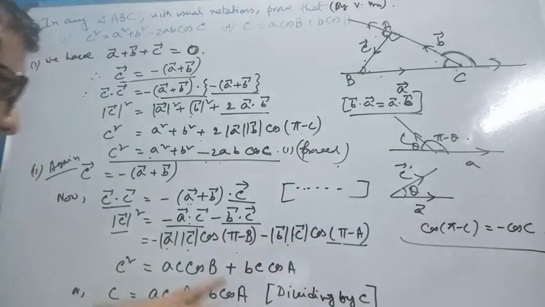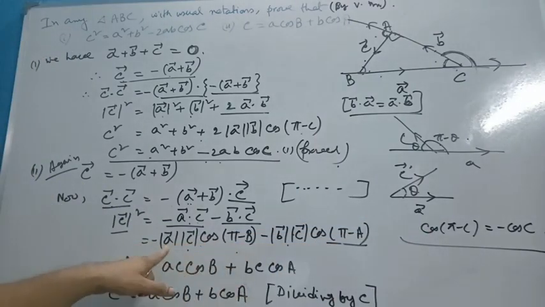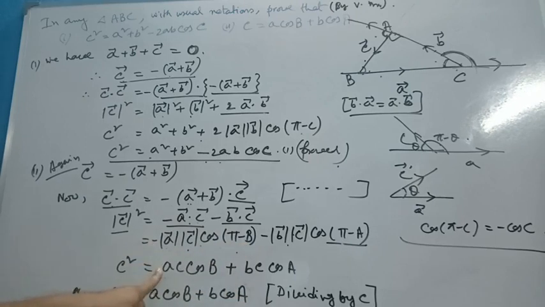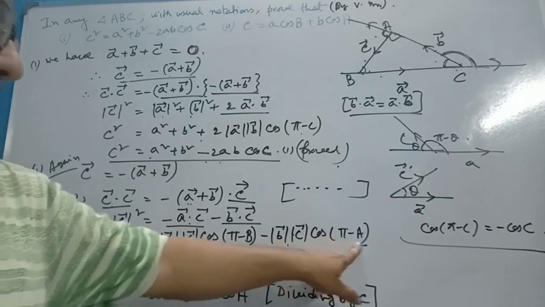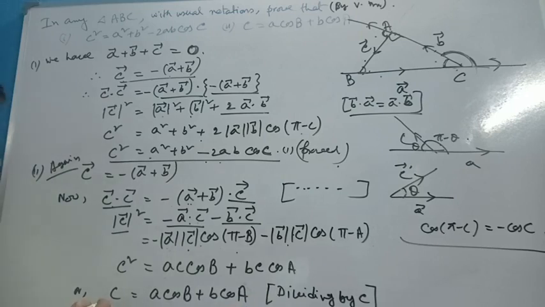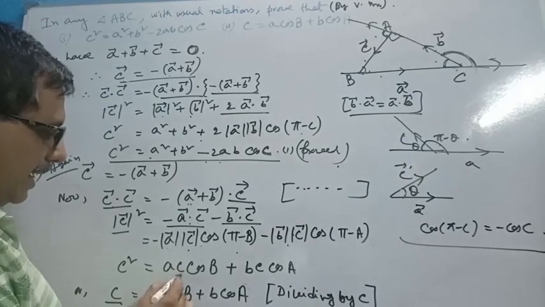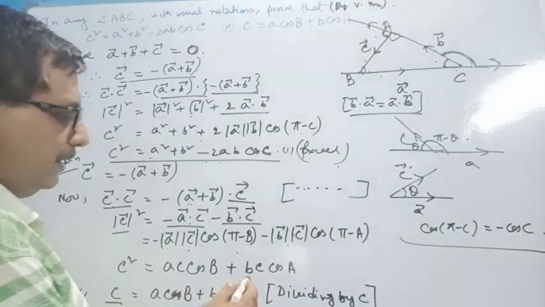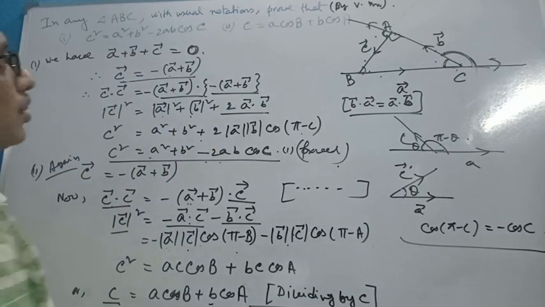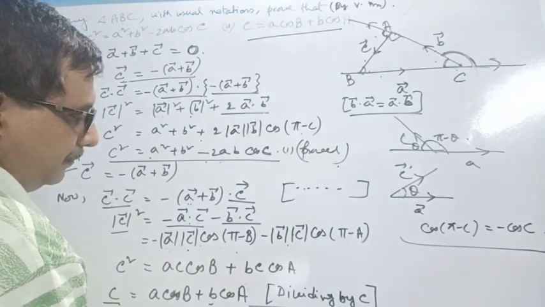Now exactly as before, cos of pi minus B means minus cos B. So mod A is equal to, write C here, just the magnitude. Cos of pi minus B means minus cos B, and minus minus is plus, so we write plus here. And this is minus minus again: cos of pi minus A means minus cos A, so it will be plus. So C square is equal to A into C cos B plus B into C cos A. Dividing both sides by C, on the left-hand side this is C, and on the right this is A cos B plus B cos A. Dividing by C on both sides, we get the second one.